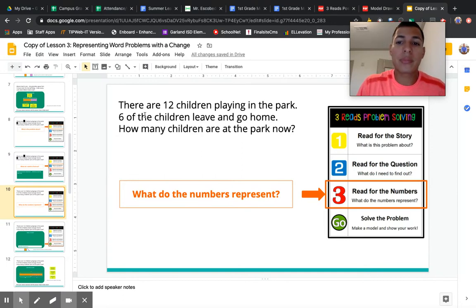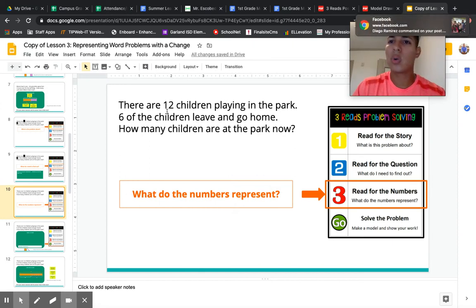Read three for our numbers. We're trying to pay attention to our numbers now, right? What do these numbers represent? So focus. There are 12 children playing in the park. 6 of the children leave and go home. How many children are at the park now? I'm going to give you a second. What do these numbers represent? Yes, our numbers represent children, right? It says it right there. 12 children. That's what our numbers represent. Not just 12, but 6 children here too. Our numbers are representing children.